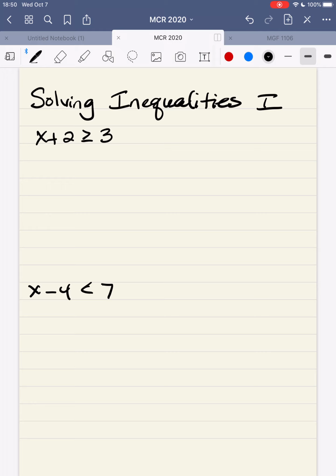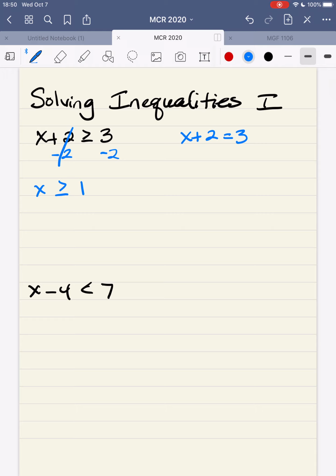Now, in your mind, you want to think of it as x plus 2 is equal to 3, and we're going to do the exact same thing. In order to move the 2 over to the other side, because it's a plus 2, we have to minus 2. We're going to do the exact same thing as an inequality, so we subtract 2 from both sides. This cancels the 2 out on this side, leaving me with just my x. The inequality sign stays, and I have 3 minus 2, which is 1.